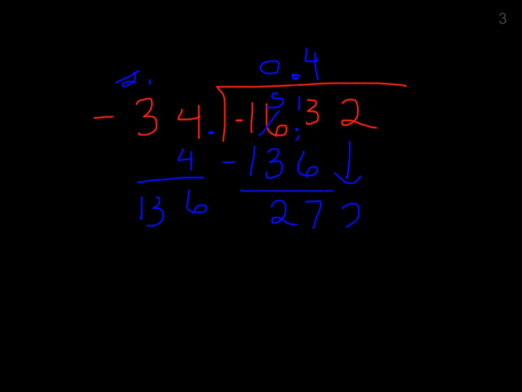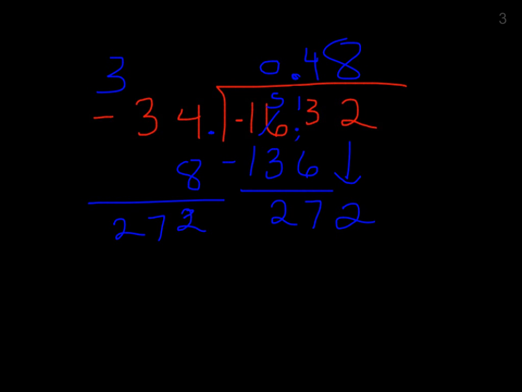Drop down the 2, and then I think 34 into 272. Let's try maybe 8. It's kind of a big one. So 8 times 4 is 32. And then 8 times 3 is 24, plus 3 is 27, and that's it. Let's put an 8 up there, and I get 272. That's all done. And then I'm going to notice my signs. I have one negative and another negative, so a negative divided by a negative is a positive. And that's the answer. So that's it.